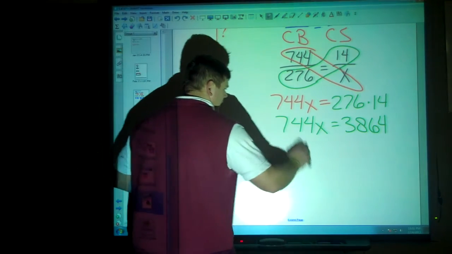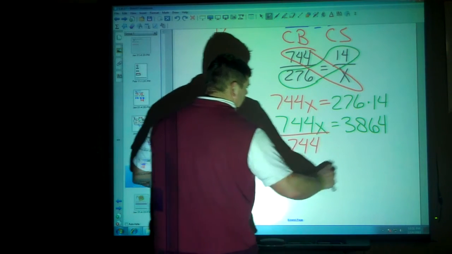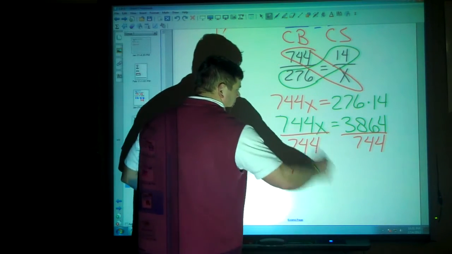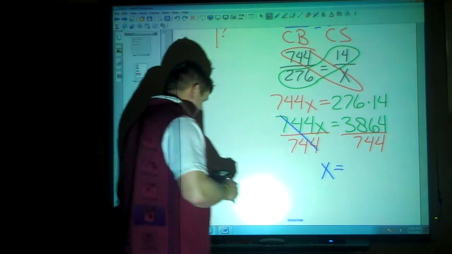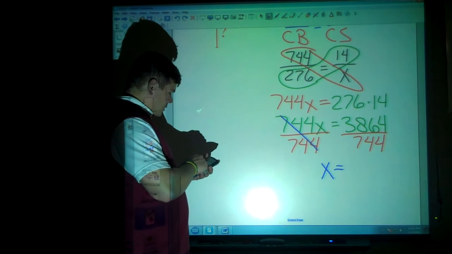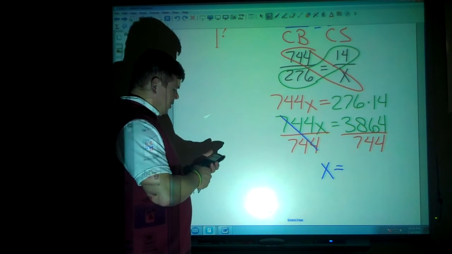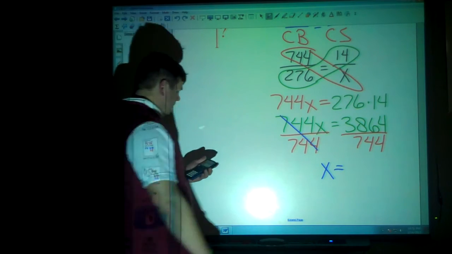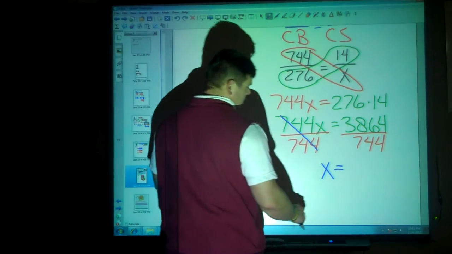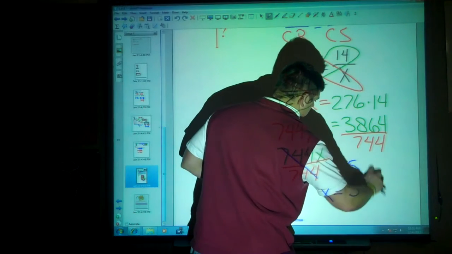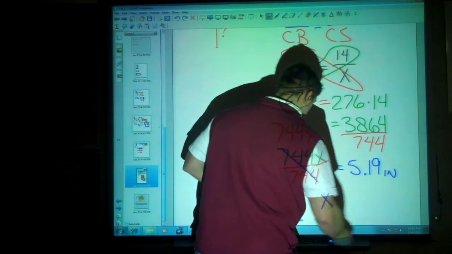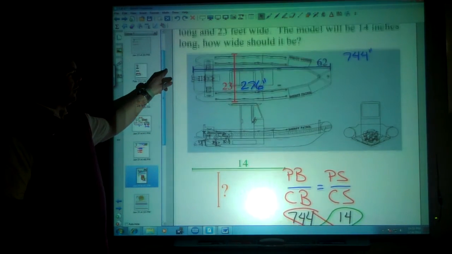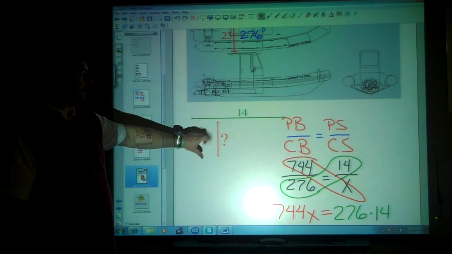And all I have to do is divide by 744, and I'll have x in inches. So 3864 divided by 744, and we get 5.19. So just over 5 inches is going to be my value for this unknown part of my model.